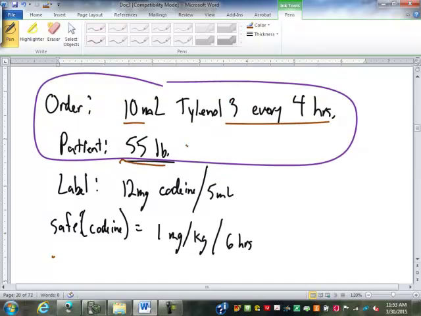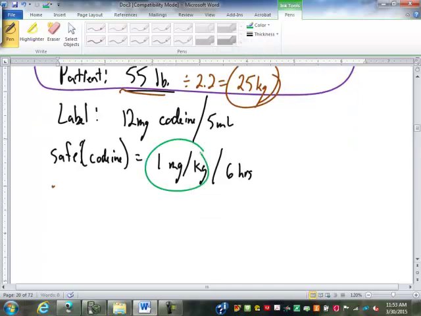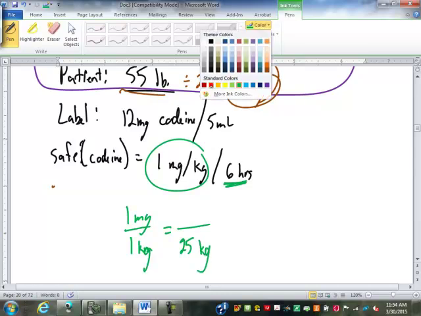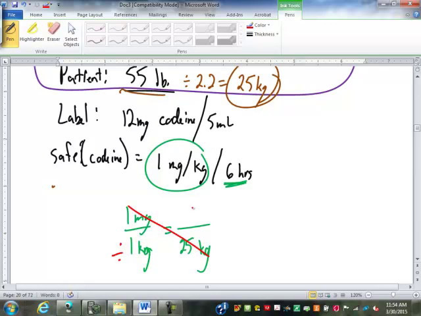We got the weight in pounds. We're going to convert that to kilograms. We're going to divide by 2.2. Gives us 25 kilograms. So we have a patient that is 25 kilograms. A safe dose of 1 milligram per kilogram. Again, we're going to keep that 6 hours to ourselves. We're going to use it again later. We want to know how much that would be for 25 kilograms. Well, cross multiply and divide is pretty obvious. That's going to come up with 25 milligrams.